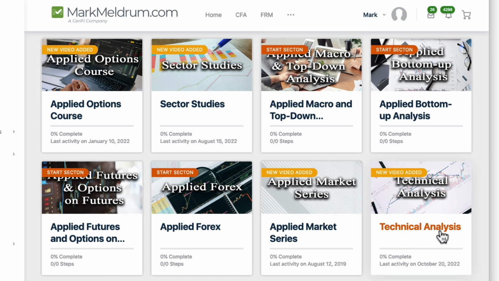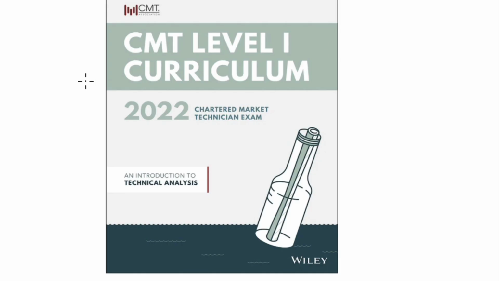So I put a folder up here for technical analysis, and I thought, well, if I'm going to dabble in some of technical analysis for the top-down section, why not add it all? Because technical analysis is at the heart of it very, very applied. So we'll just flip screens here for a second. This is the CMT Level 1 curriculum. There are 3 levels to CMT. This is the Chartered Market Technician exam.